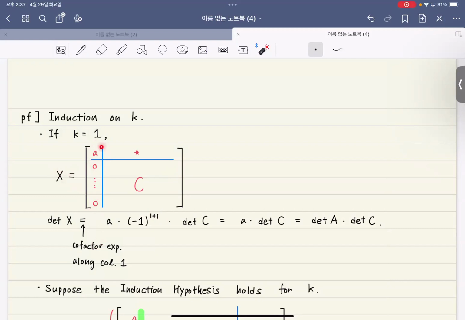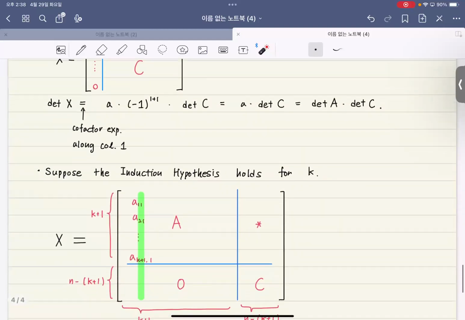To find the determinant of X, I will try a cofactor expansion along the first column. Then this entry times the plus or minus sign times the determinant of C, plus this entry times the cofactor of that. But these are all zeros, so they can all be ignored. So this is simply A times the plus or minus sign times the determinant of C. But since this is a 1 by 1 entry, the sign is just 1. So A times the determinant of C, but this can also be considered as the determinant of A times the determinant of C. So the base case is good.